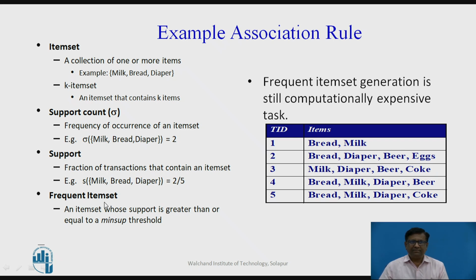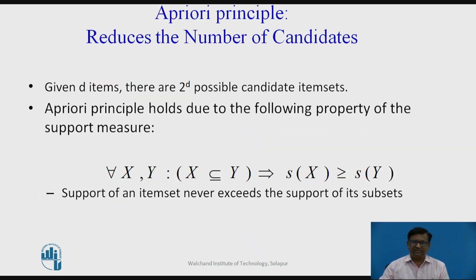And a frequent item set is an item set whose support is greater than or equal to the min sup threshold, that means minimum support. So that is called a frequent item set. Frequent item set generation is still a computationally expensive task, but using the apriori algorithm we can implement it with less computational complexity. So this is the apriori algorithm we are going to see now, which reduces the number of operations to generate the list of rules.